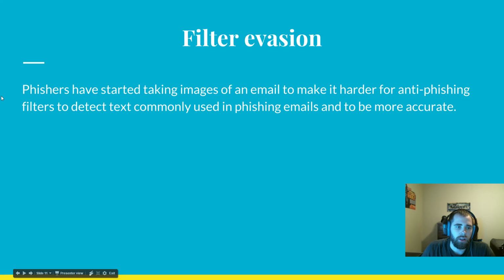Filter evasion is when phishers have started taking images of the email text and putting them into their fake email, which makes it harder for anti-phishing filters to detect commonly used text in phishing emails to be more accurate.